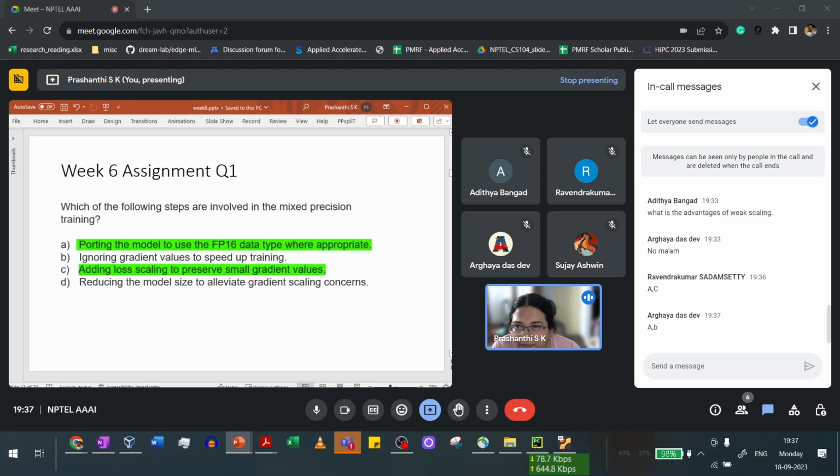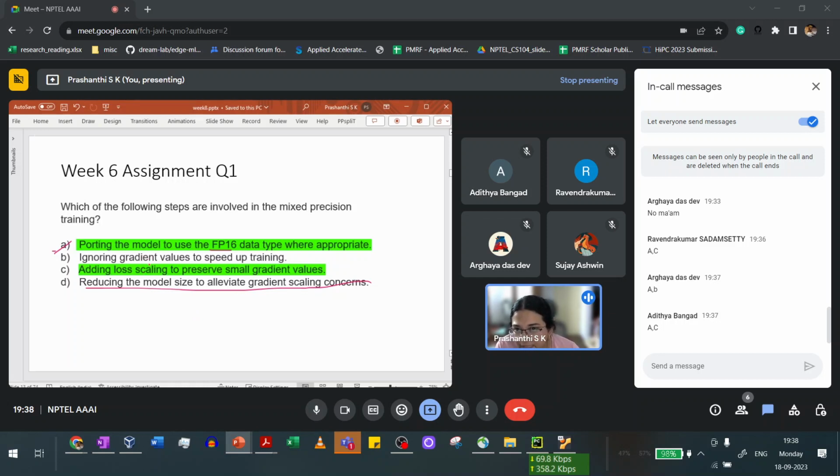Okay, let's look at the answer. It was A comma C. Porting, I think everyone got it right. Yeah, one more A comma C. Porting to use FP16 wherever appropriate. Then I think the confusion was between B and C. Reducing model size to alleviate gradient scaling was not a part of mixed precision training. Reducing model size sometimes can refer to pruning, but that has no connection with gradient scaling.